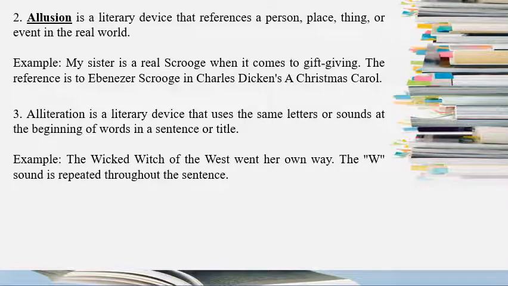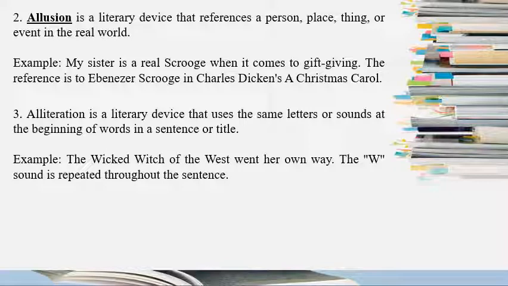Then we have allusion. It is a literary device that references a person, place, thing, or event in the real world. Example, my sister is a real Scrooge when it comes to gift giving. The reference is to Ebenezer Scrooge in Charles Dickens' A Christmas Carol.